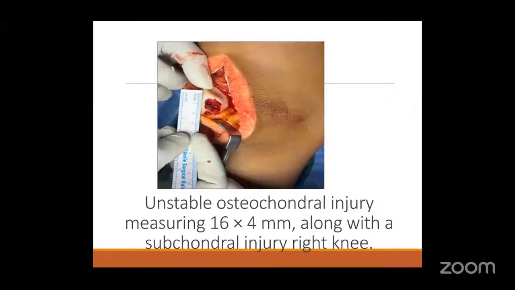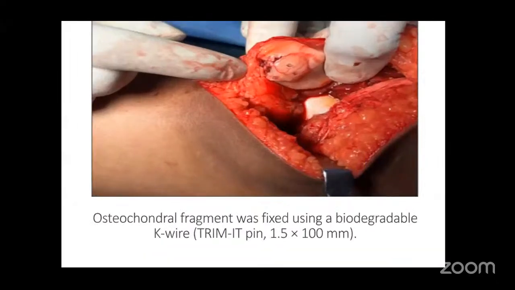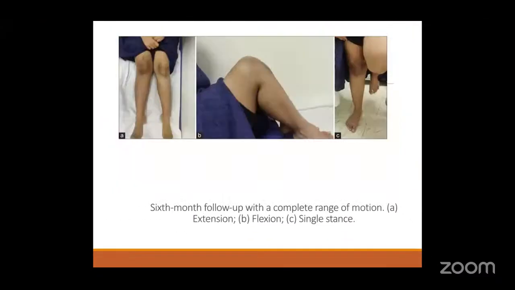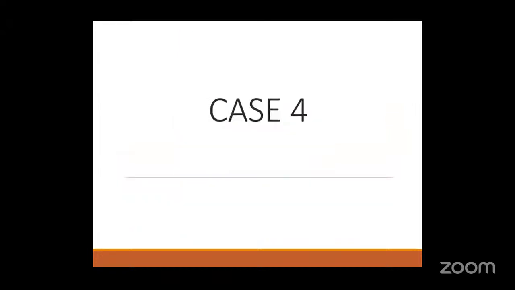A 16 into 4 millimeter injury is there, and a subchondral injury is there. So we fixed it the same way as we fixed the capitulum, with biodegradable K-wires. You can see that in the picture, three K-wires over there, and this patient also has a very good result. The MRI was taken after 6 months follow-up.